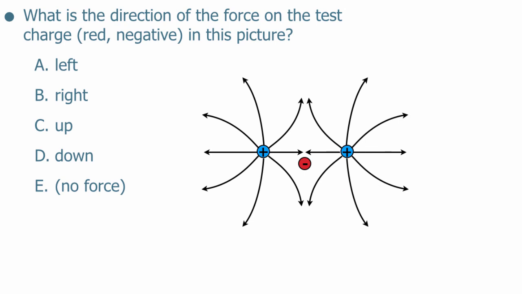So let's see if you've understood that. This is a surprisingly difficult question, as it turns out, in my experience. What's the direction of the force on the test charge shown in the picture? Now that test charge is the red one, and it's a negative charge, and it's along that line in between the two charges, but it's slightly below. It's not at the 0 point. That would give you no force. So E is not the correct answer. Go ahead and talk to each other. Try to figure out what is the correct answer.